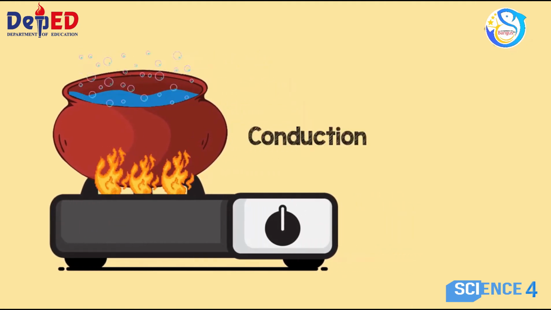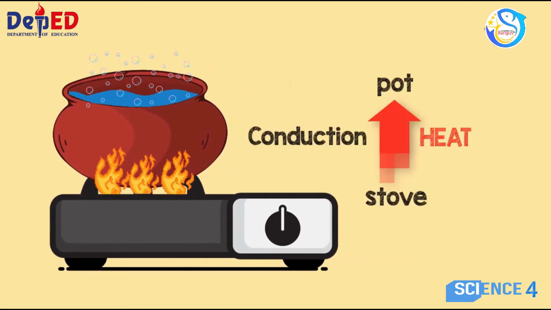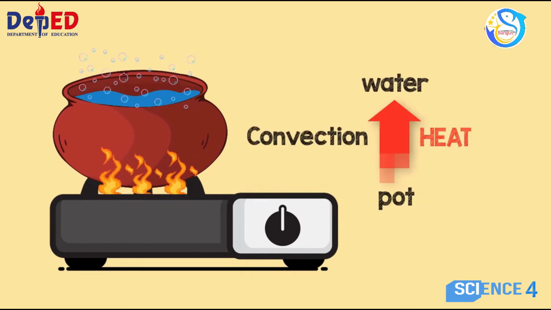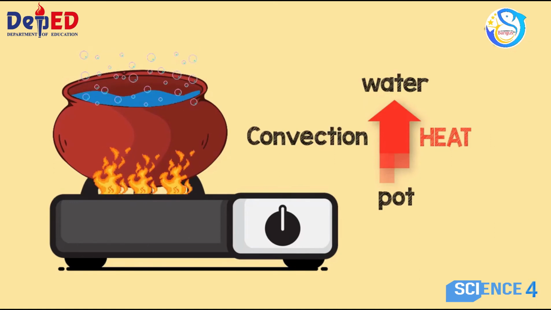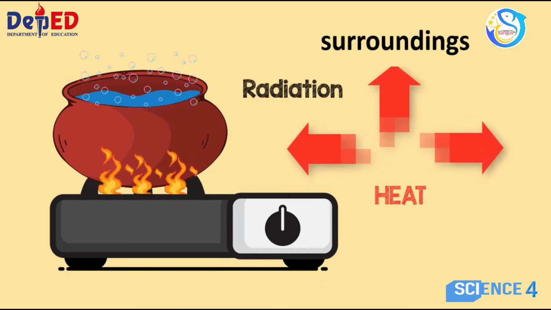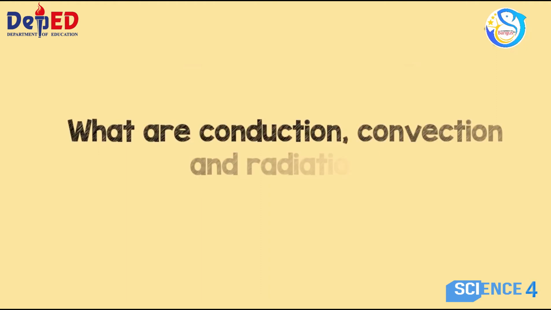Conduction takes place with the transfer of heat from the stove to the pot. The water boils with the process of convection. And the heat from the flame radiates in all directions. But what are conduction, convection, and radiation? Let's discuss first the conduction.